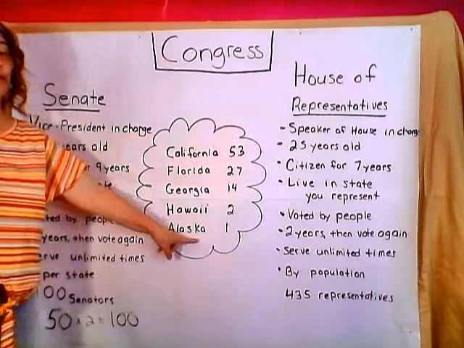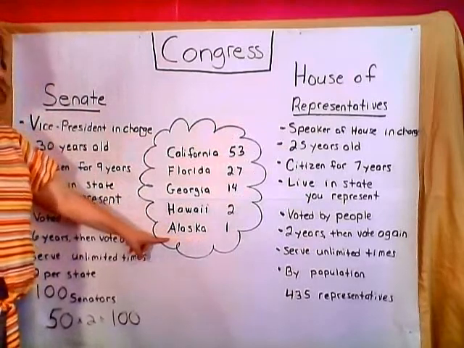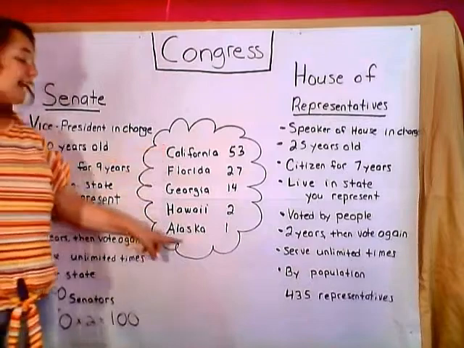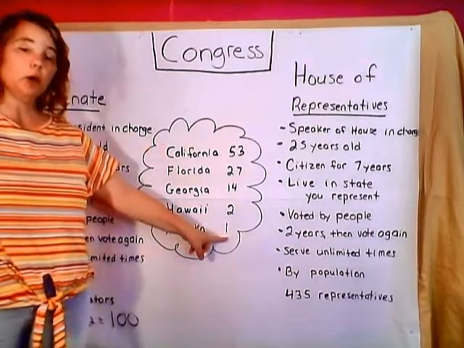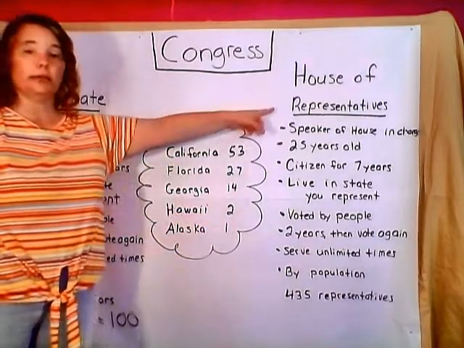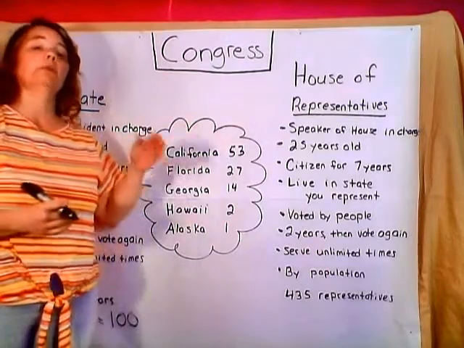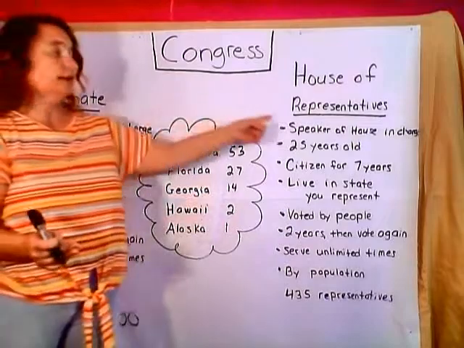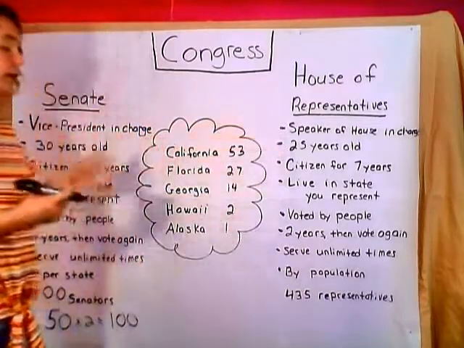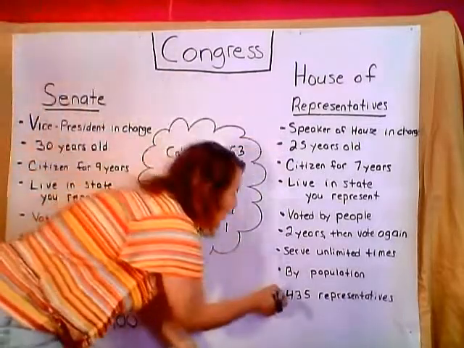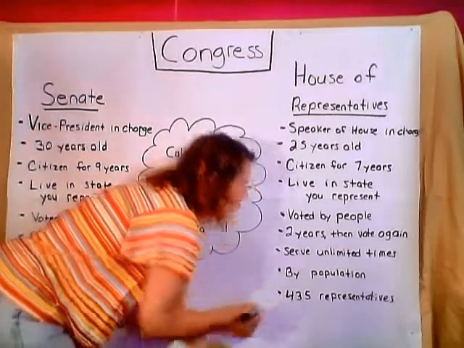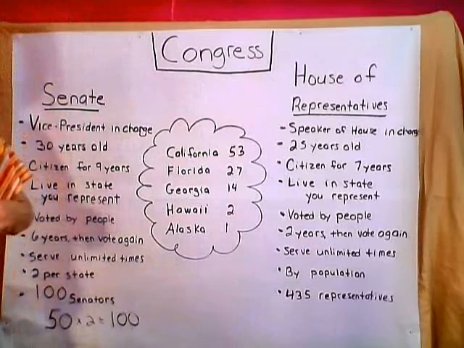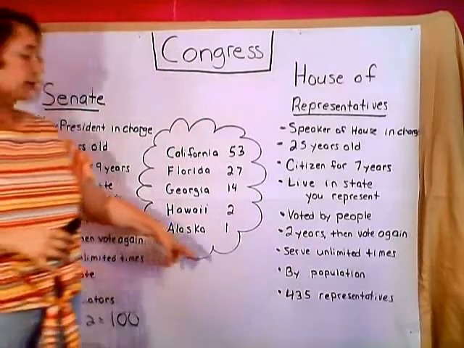Alaska does not have very many people living in it. It's a lot less people living in Alaska than living in California. So Alaska only has 1 person in the House of Representatives. So depending on how many people live in your state, that determines how many people are in the House of Representatives. But there is a total of 435 representatives in the House of Representatives. That is a lot of people. That's got to be a pretty big building.